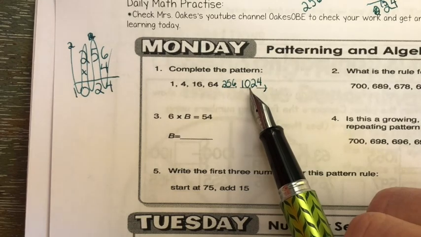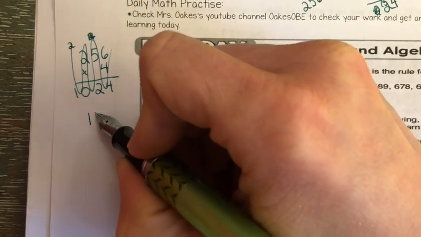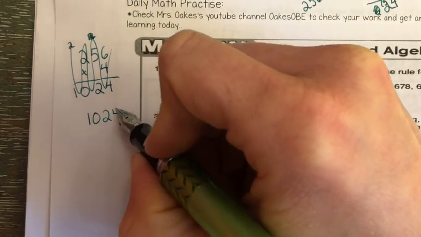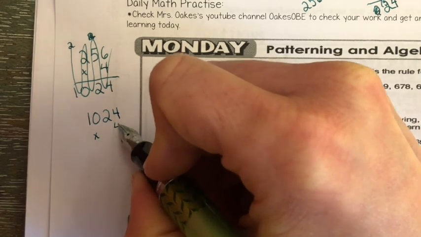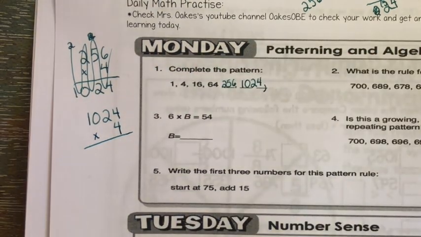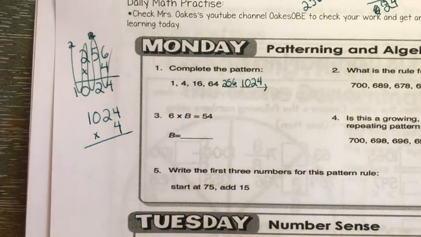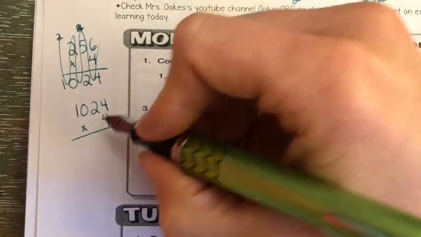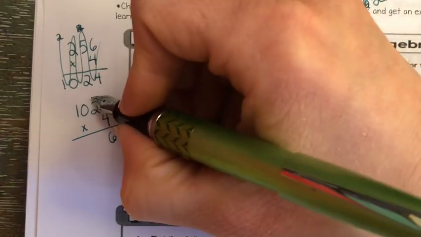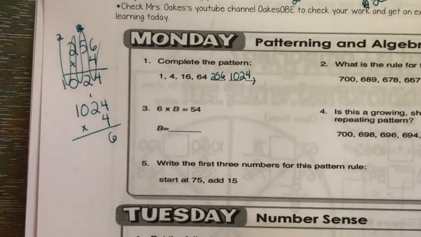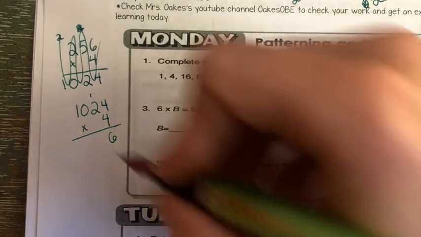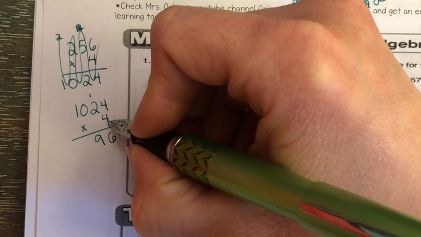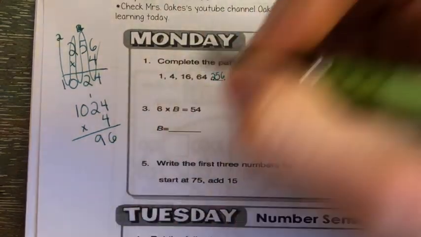Now I need to do 1,024. And what do I need to do with it? Well, my pattern rule is multiply by 4. So I'm going to go 1,024 and multiply it by 4. 4 times 4 is 16. I'm going to put my extra 10 up there so that I know to keep track of it. 20 times 4 is 80. I have 1 extra 10, so I'm going to have 9 tens here. 2 tens times 4 is 8 tens, and I have 1 extra 10, so I added it in.